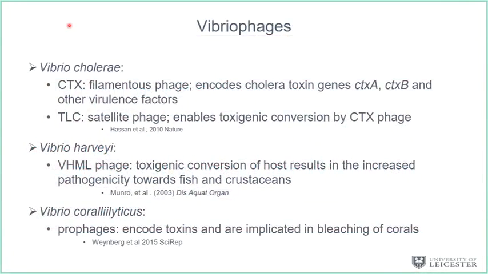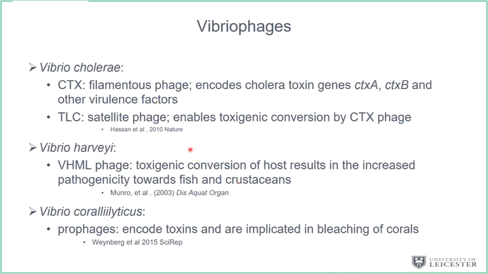So what we do know about Vibrios is that Vibrio cholerae is known to be a large global killer, and this, as I've already mentioned, is because the filamentous phage CTX encodes two genes, CTX A and B. There are other toxigenic conversion phages known as TLC and satellite phages. The Vibrio harveyi phage VHML is a toxigenic converting phage, so it makes the host more toxic. In Vibrio coralliticus, the prophages within it encode toxins and are implicated in the bleaching of coral.